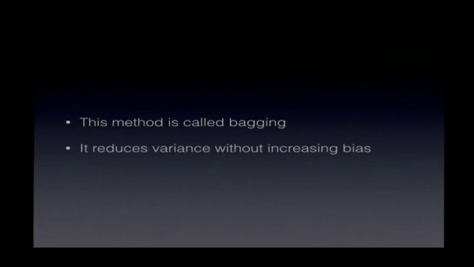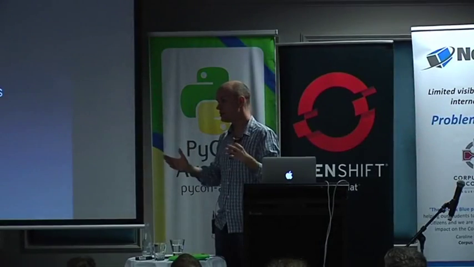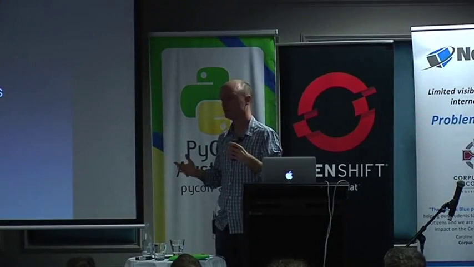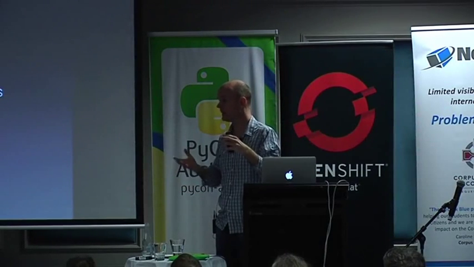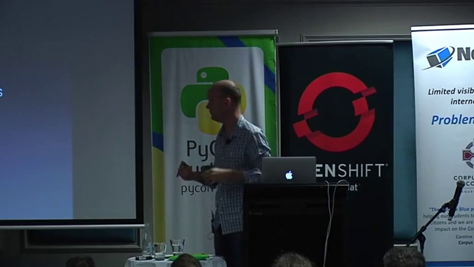So we're going to build a forest of decision trees, each of which is built with a random sample of the data. So it's not going to use all of the data. It's going to use some of the data, but it's going to get some of that data more than once.